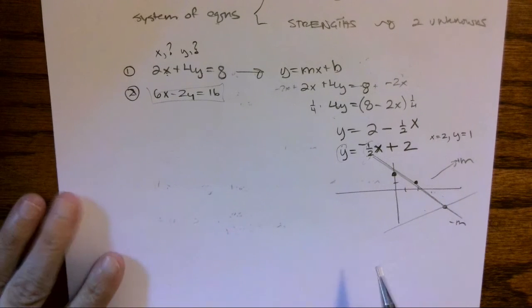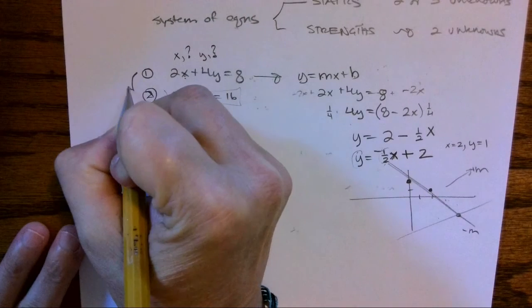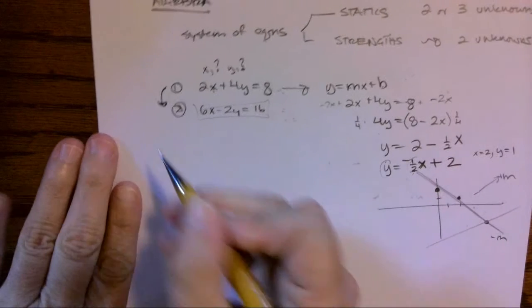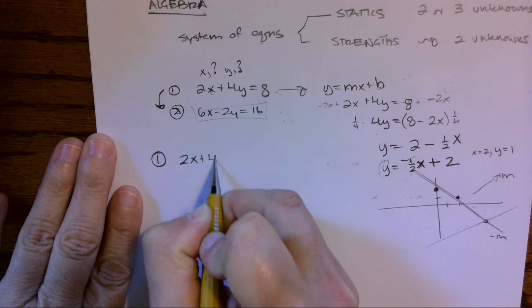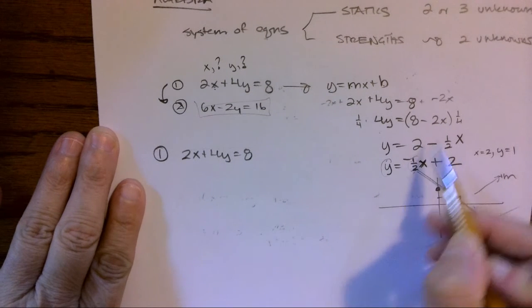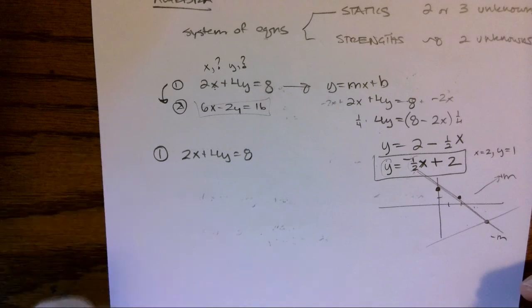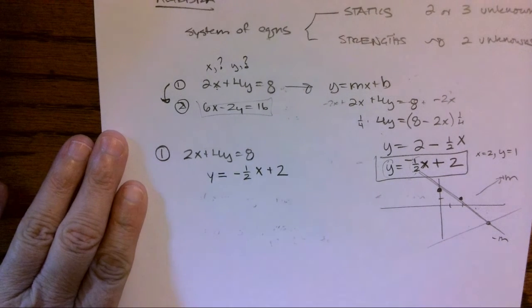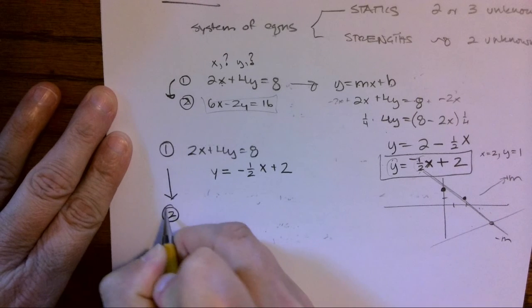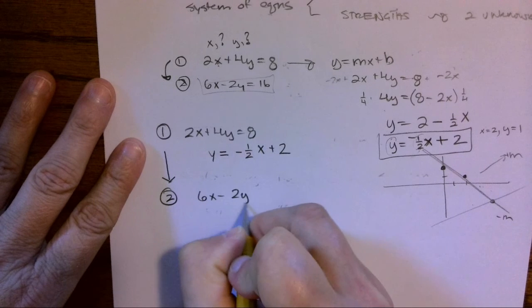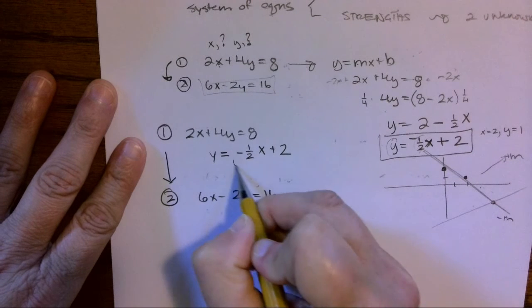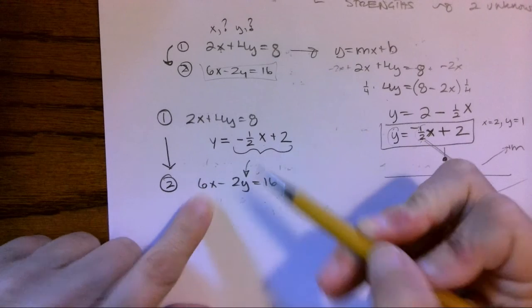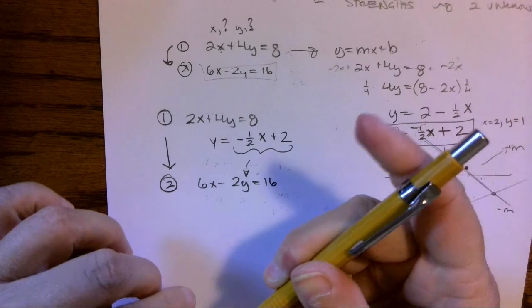So we are going to start with equation 1 and sub it into equation 2 to get rid of a variable. Equation 1 is 2x plus 4y equals 8, and I've already rewritten that over here into slope-intercept form. So I'm going to call this y equals negative 1/2 x plus 2. We are going to substitute this into equation 2, 6x minus 2y equals 16. I can take all of this, plug it in here, and I will end up with just one variable. One equation, one variable, I can do quite easily.